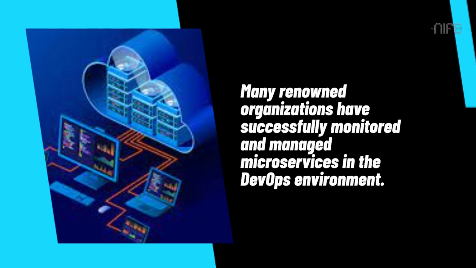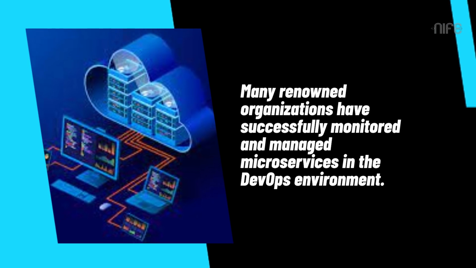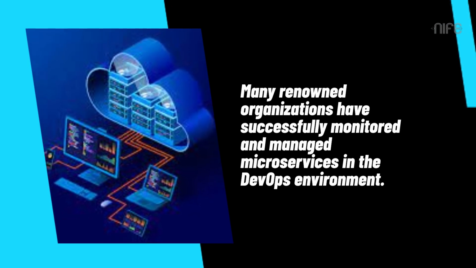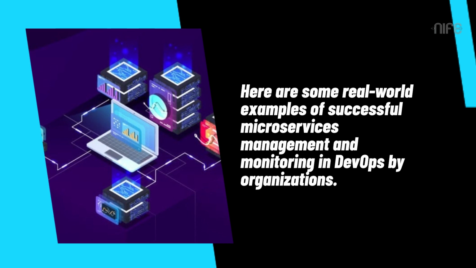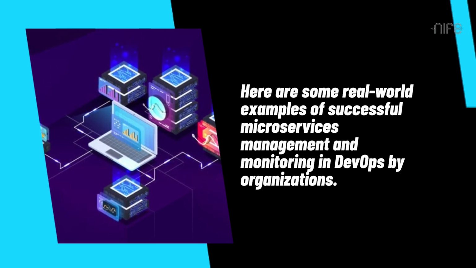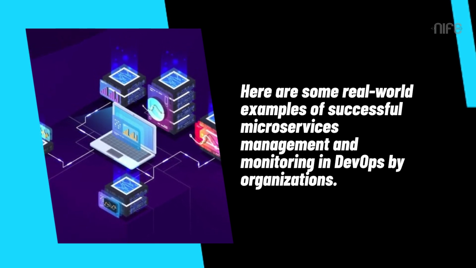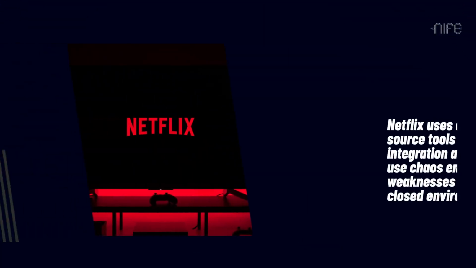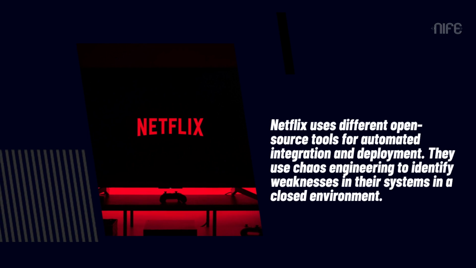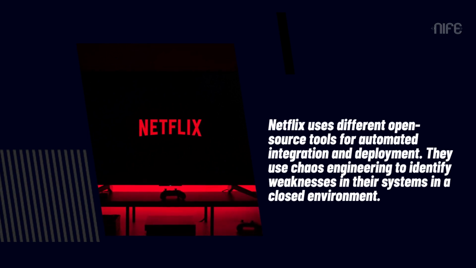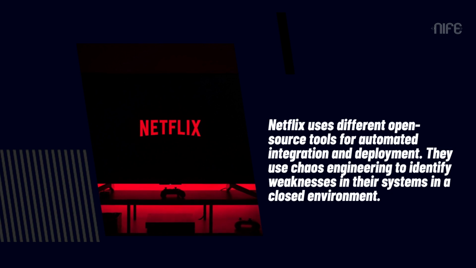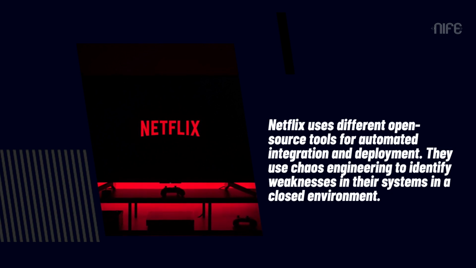Many renowned organizations have successfully monitored and managed microservices in the DevOps environment. Here are some real-world examples of successful microservices management and monitoring in DevOps by organizations. Netflix uses different open-source tools for automated integration and deployment. They use chaos engineering to identify weaknesses in their systems in a closed environment.